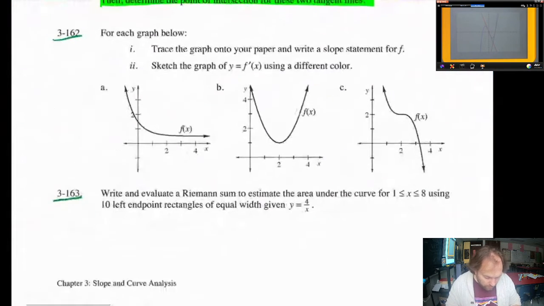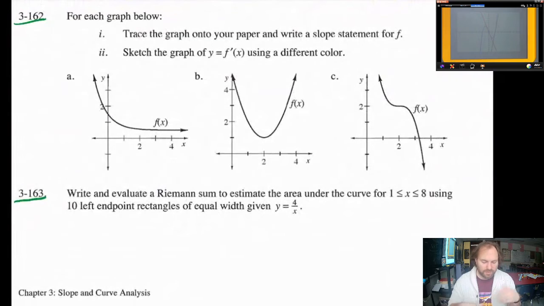For each graph below in 3.162, we want to trace the graph on our paper, which is already here, and write the slope statement for f. I'm going to do this pretty briefly, and then I'm more interested in question number 2, sketching the graph of f prime using a different color. I really only care about question 2 here, so question 1 I'm just going to write down, and then I would suggest that you actually really think about question 2.